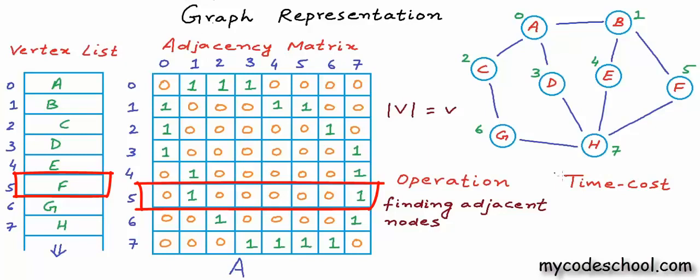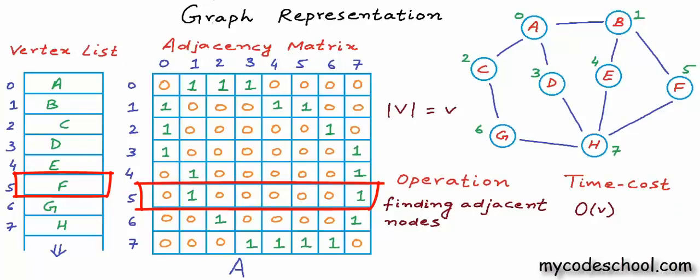Scanning the vertex list to figure out the index in worst case will cost us time proportional to the number of vertices, because in worst case we may have to scan the whole list. And scanning a row in the adjacency matrix would once again cost us time proportional to the number of vertices, because in a row we would have exactly v columns, where v is the number of vertices. So overall time cost of this operation is big O of v.